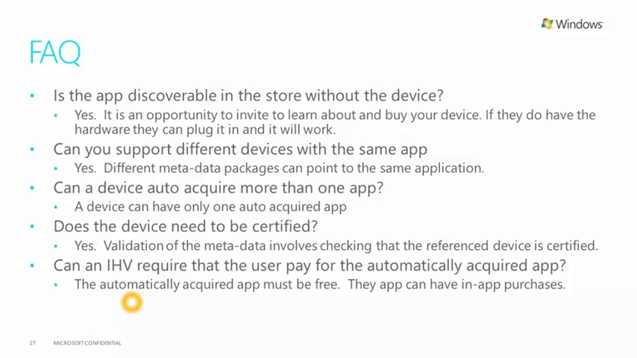Can you support different devices with the same app? Yes. Can a device auto-acquire more than one app? No. A device can only have one auto-acquired app. Does the device need to be certified? Yes. Validation of the metadata involves checking that the device has been certified. Can an IHV require that the user pay for the automatically downloaded app? No. The app must be free. However, you can have in-app purchases within your application.